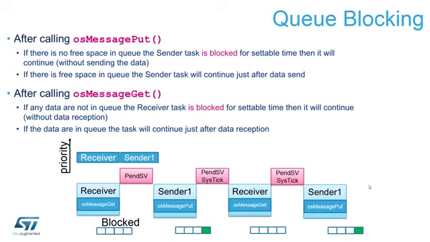The opposite side, the receiver, has as well the OS message get blocking. That means if you need to wait for the data in the queue, if the queue was empty, the OS message get will block your task, and it will block it either until a message arrives or you get a timeout. Of course, if you put a 0 timeout, the function will not wait at all, and it just returns event or failed.